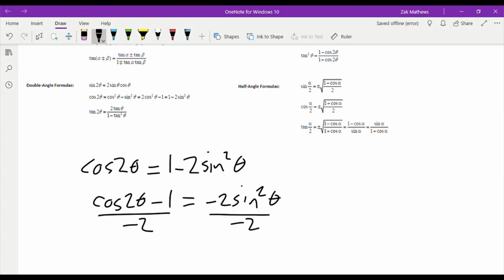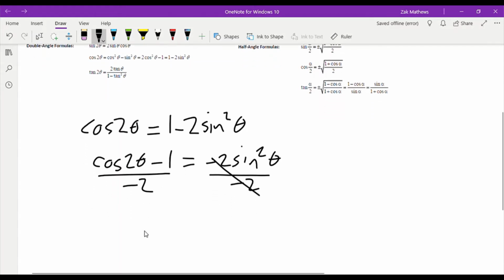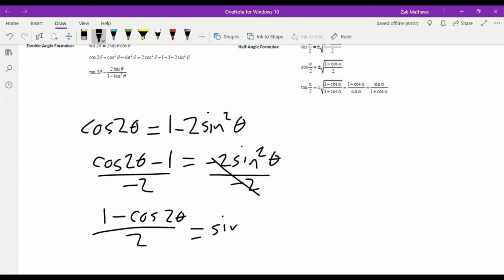And just to clean it up a little bit, we can see the 2's cancel on the right hand side, but on this left hand side, I'm going to divide out the negatives just to make it a little bit cleaner. And so I'm also going to move the positive term, because if we divide the negative 1 by the negative 2, it becomes positive. I'm going to move that to the front. The cosine becomes negative. And that has to be equal to sine squared theta.